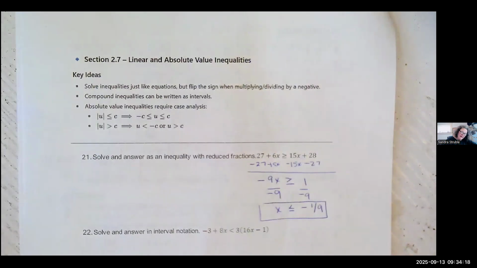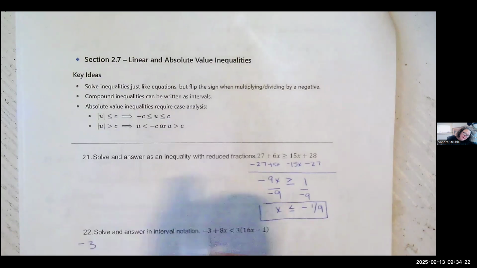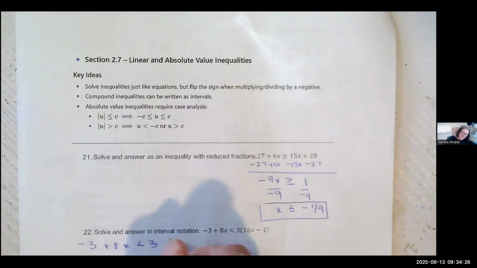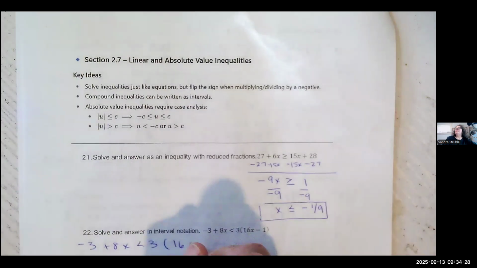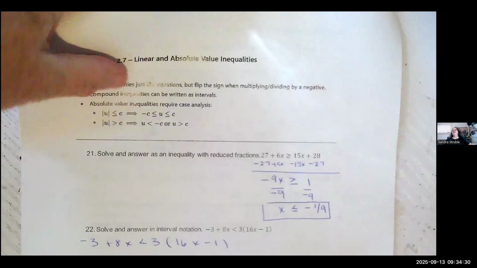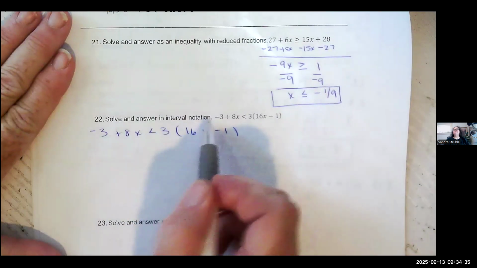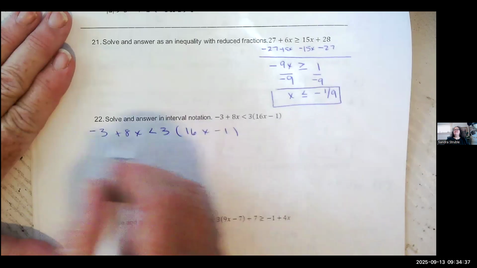Okay. The next one is negative 3. I'm going to rewrite this one. Negative 3 plus 8x is less than 3 times 16x minus 1. And this one, we're going to solve and answer in interval notation. I need to distribute my 3 first.